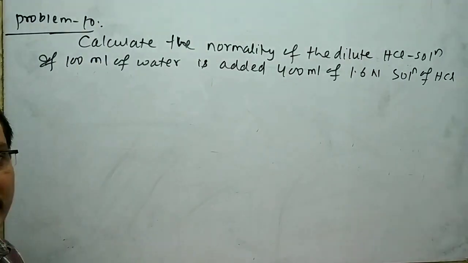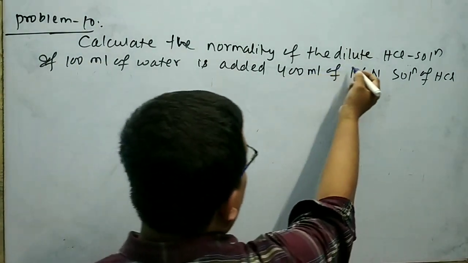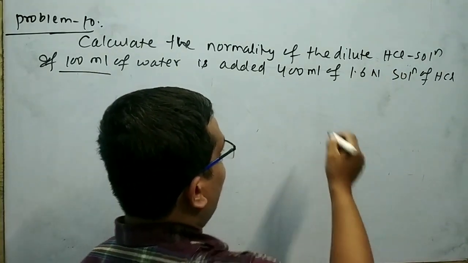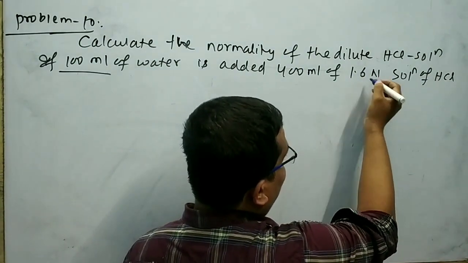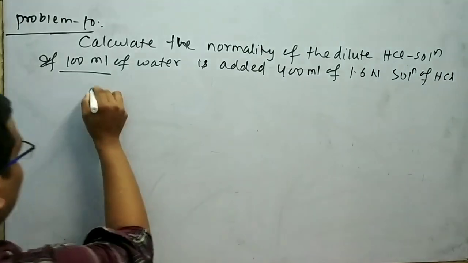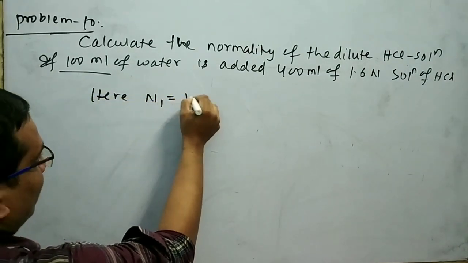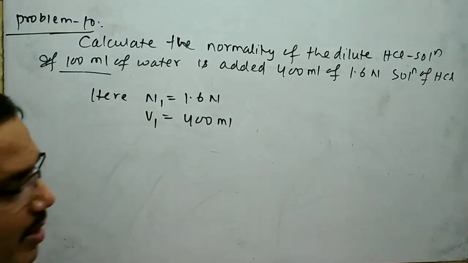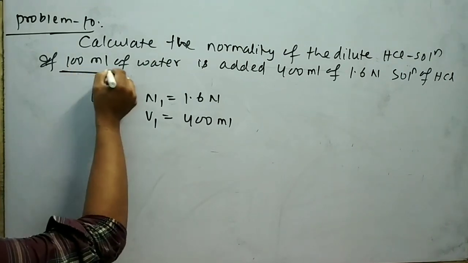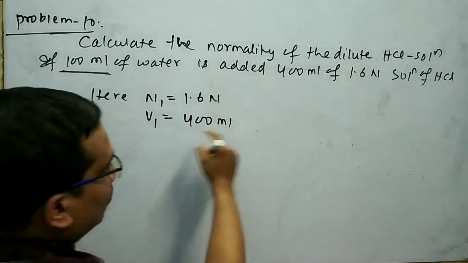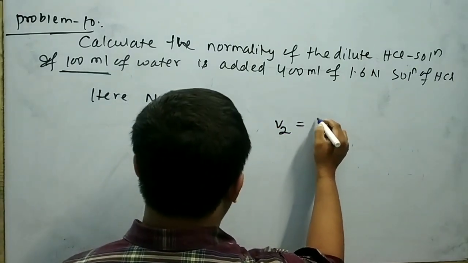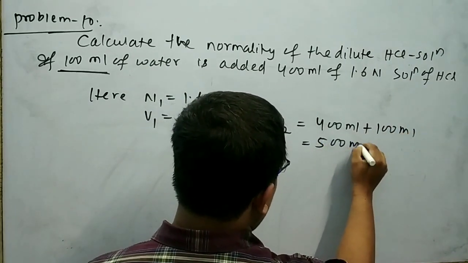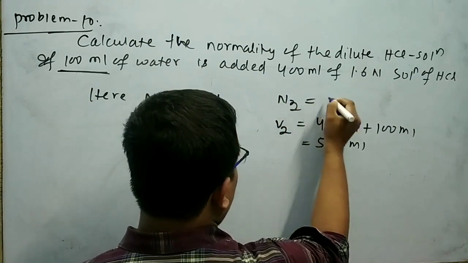Now I will solve the problem number 10. Calculate the normality of the dilute HCl solution if 100 ml of water is added to 400 ml of 1.6 normality solution of HCl. Here N1 equal to 1.6n, V1 equal to 400 ml. Remember an important point. Here 100 ml water is added with this solution. So the new volume is your V2 equal to 400 ml plus 100 ml. That means 500 ml.